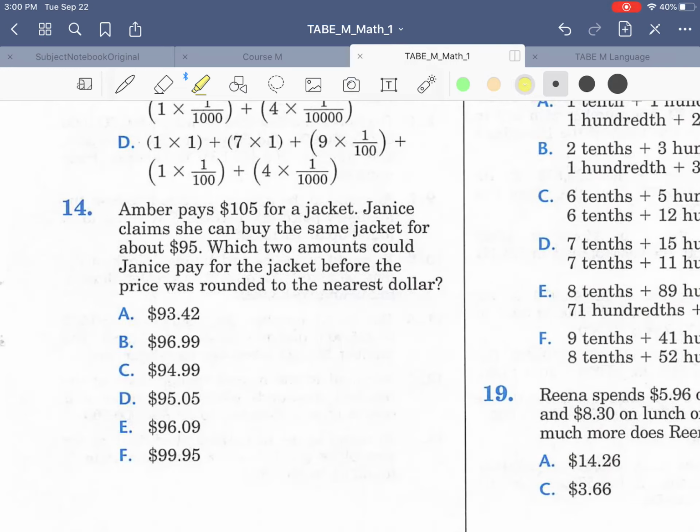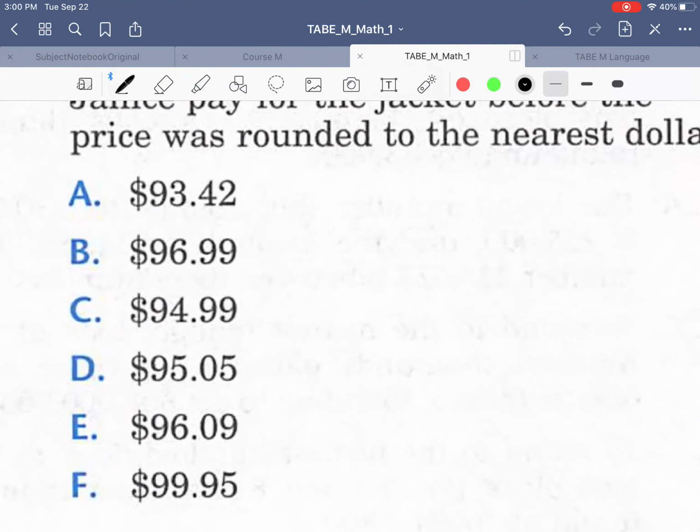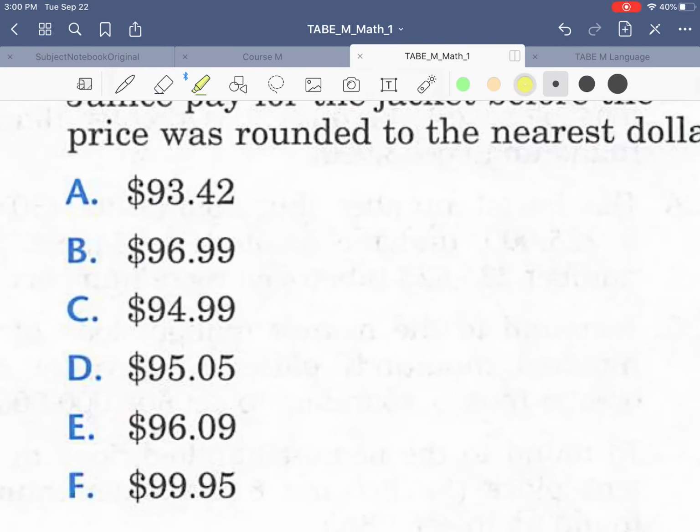We're looking at Janice's amount, and Janice says she can buy for $95. This first bit of information is a distractor. I don't even need that bit of information. I'm going to round all of these dollar choices, and again, we need 2 of them. So 2 of these should round to 95. So let me zoom in here and we'll see what the neighbor tells us to do. So we have all of these are going to be our points of reference.